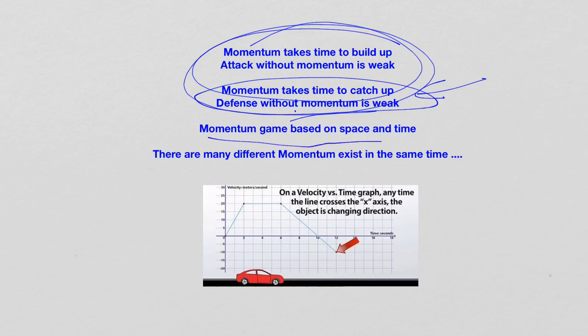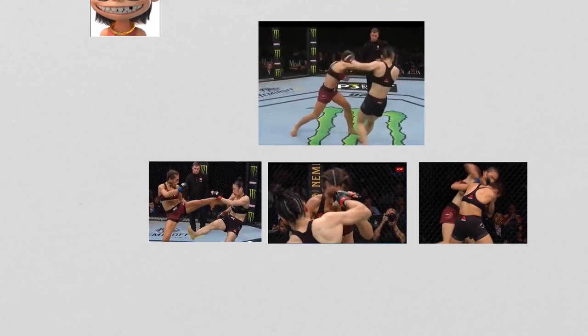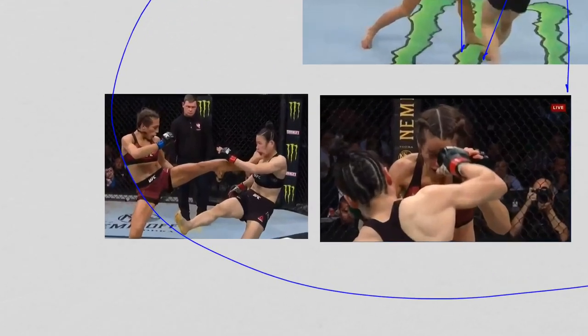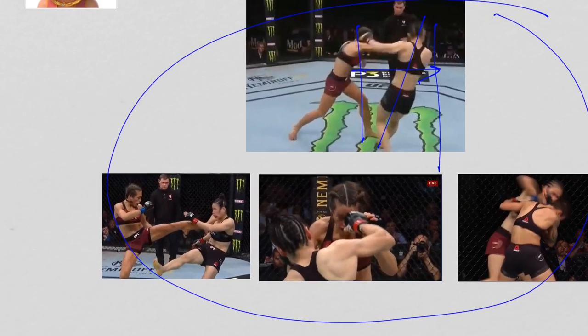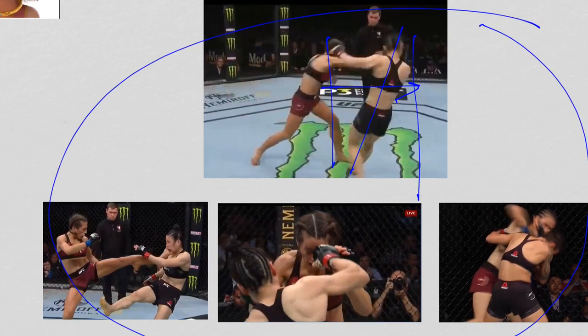Now, the momentum game is based on space and time. Every one of these is based on space and time. You see, as this is moving, Zhang Weili cannot take it. He moves out. He moves away. That is using space. And of course, you gain time there, which is what you need. And also, of course, you attenuate the momentum. For example, if this is a chain punch or anything, you better move away, okay, to dissipate or attenuate the incoming momentum.